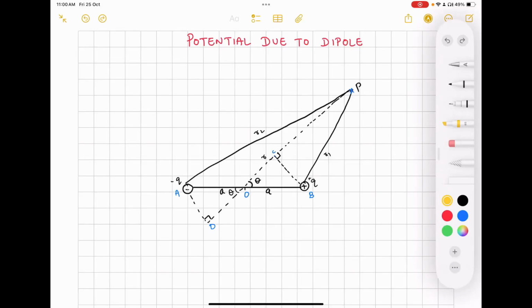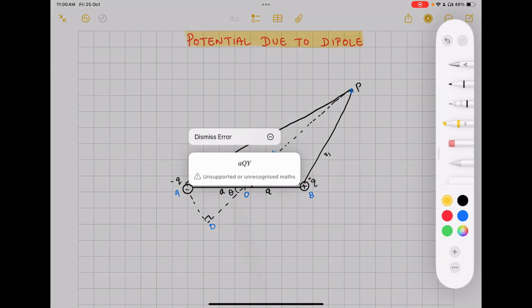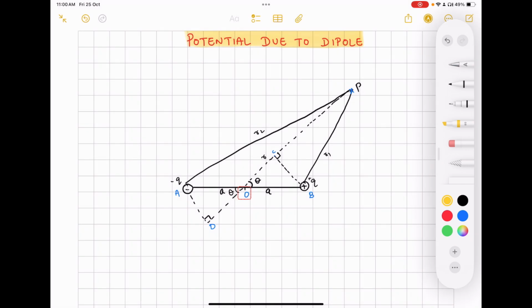Today we are going to study about potential due to a dipole. We know that a dipole is a system of two equal and opposite charges separated by a vector distance. So from the figure we can see that we have a negative charge here and a positive charge here, which are separated by a distance 2a. The center is a distance a away from the negative charge and the positive charge, and we need to find the potential at P due to this dipole.